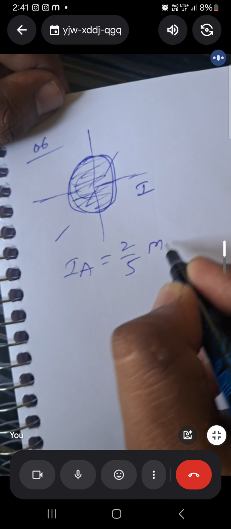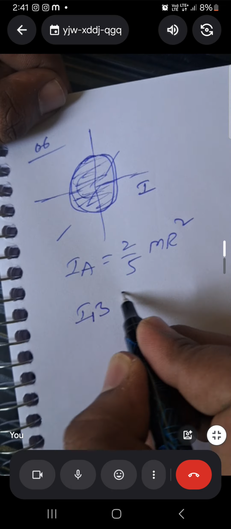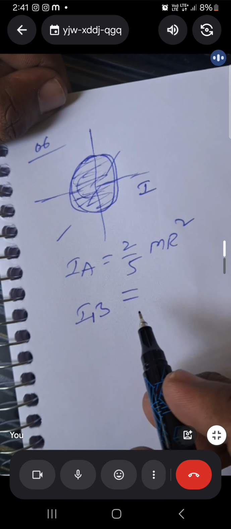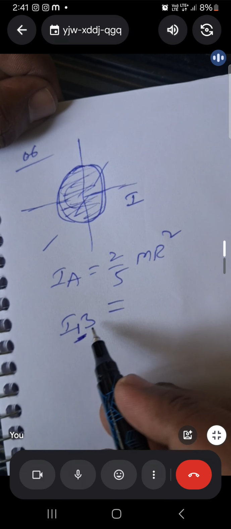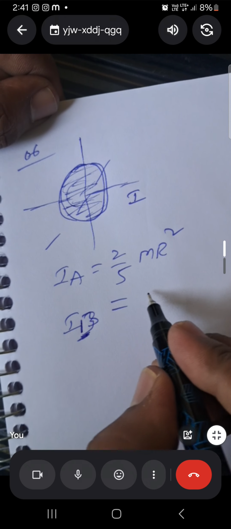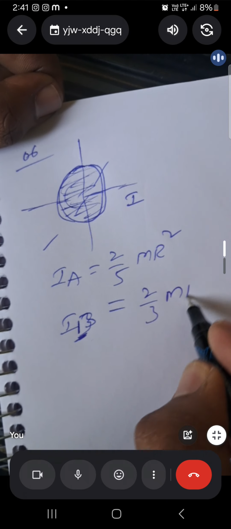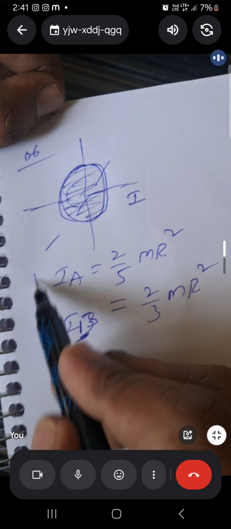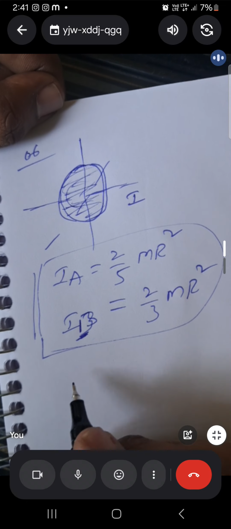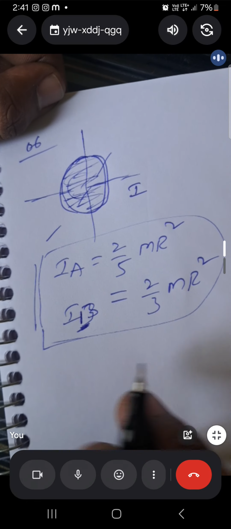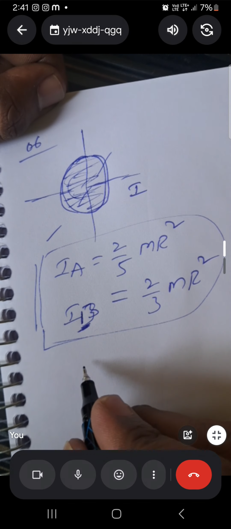And what about B? Given that B is a hollow sphere. The moment of inertia of a hollow sphere is 2 by 3 m r square. What is the meaning of moment of inertia actually? The moment of inertia is the resistance to rotational motion. Which one is greater here?